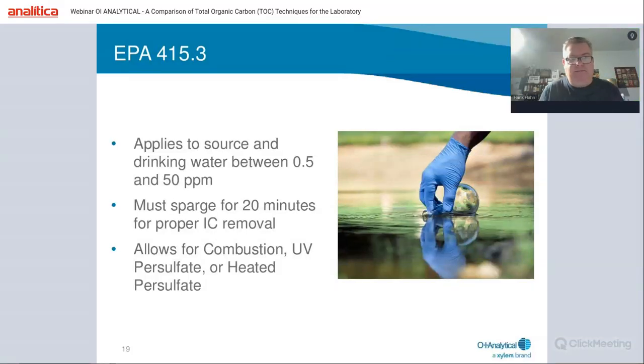The 415.3 method applies to source and drinking water between 0.05 and 50 ppm. You must sparge for 20 minutes for proper IC removal. This allows for combustion, UV persulfate, or heated persulfate, so it is open to all the techniques.